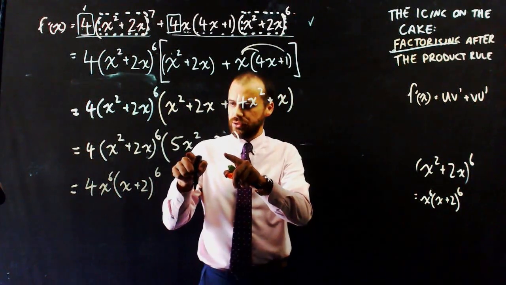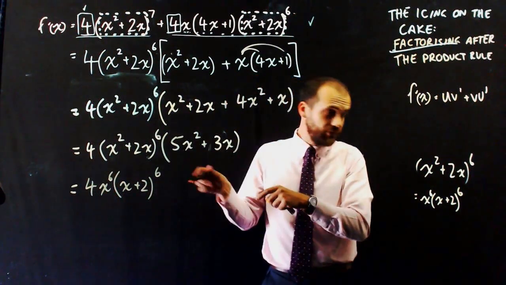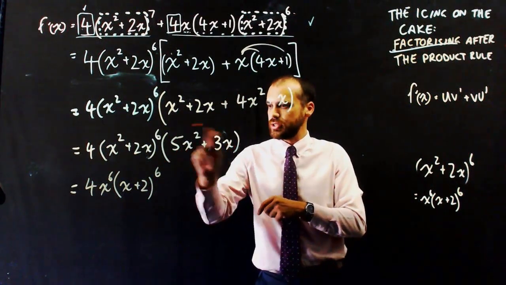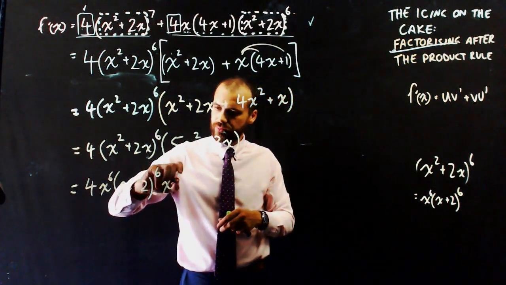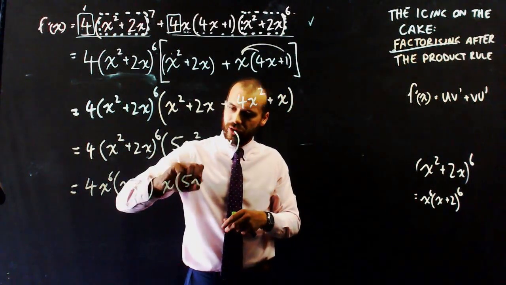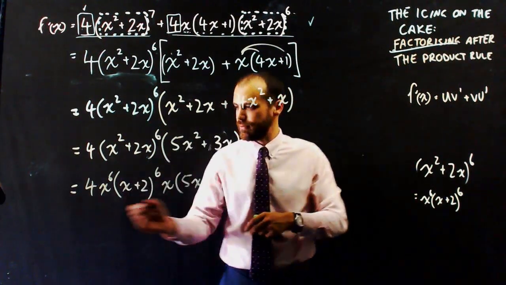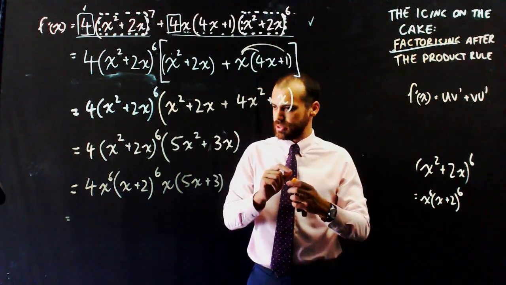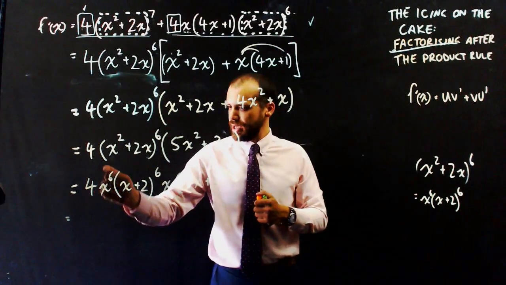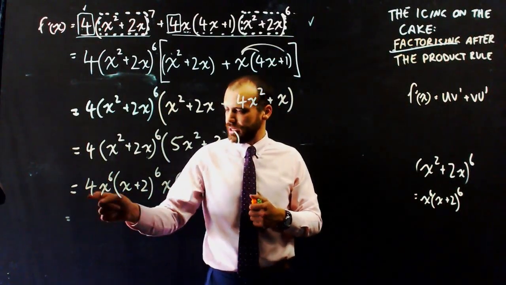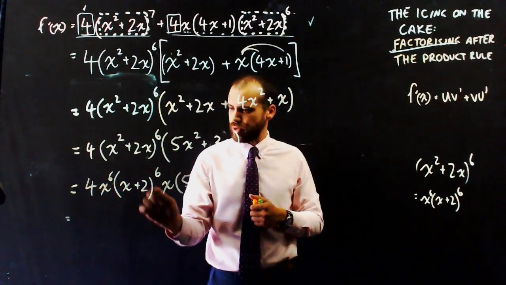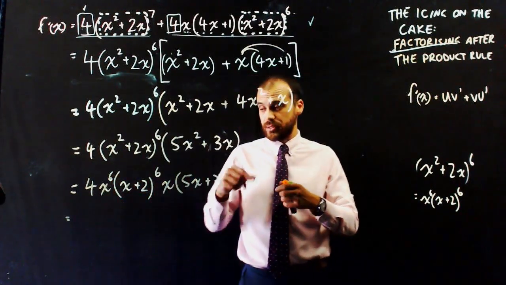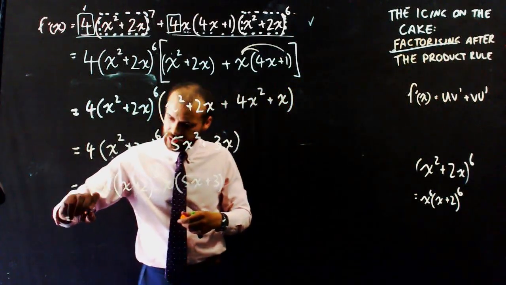And then here, you can see that in this bracket I have a common factor as well. I have x's. Now we're not raised to a power here, so the x can just come out. 5x plus 3. And now, I promise this is the last step, I think. That x to the 6 and that x, it's 4 times x to the 6 times this bracket times x. So we can do x to the 6 times x, and that's going to be x to the 7. So I can move that to the front.